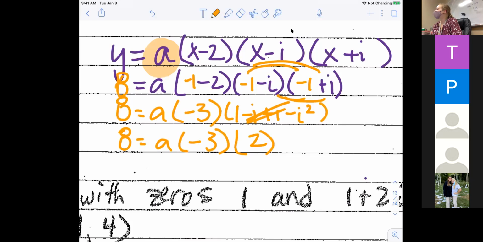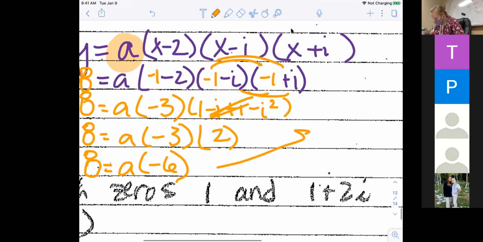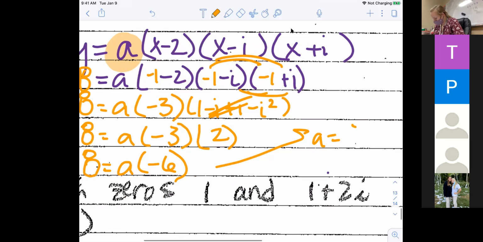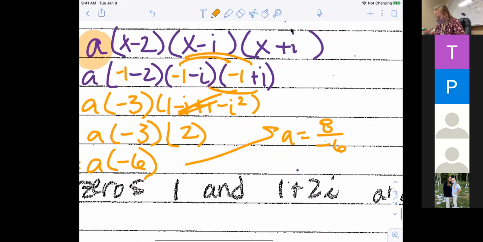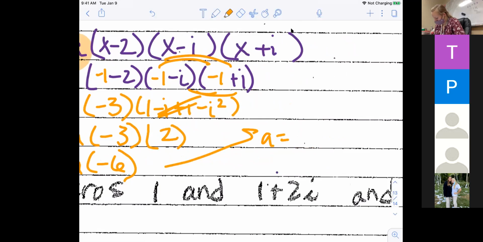A big mistake that happens here sometimes is we forget that we were multiplying all these numbers. So you want to add them. Don't add them, we're multiplying them. So -3 times 2, I get a times -6. And then we can divide by -6 to get my answer. So a equals 8 over -6. And we actually can simplify that to get me -4 over 3.